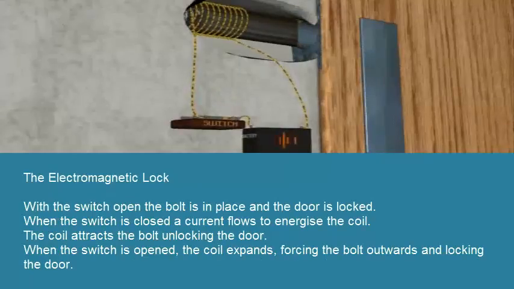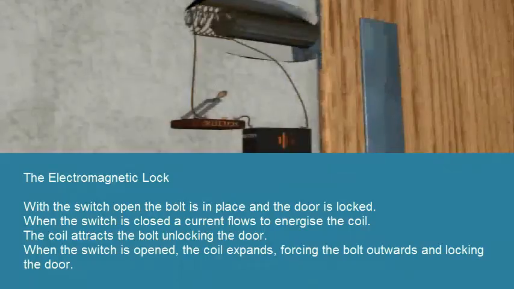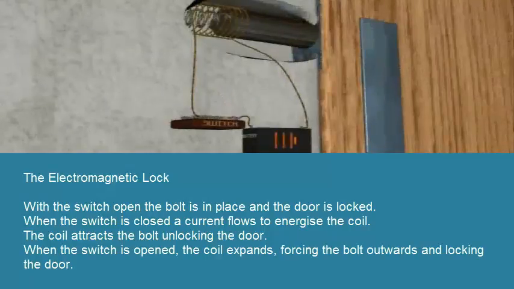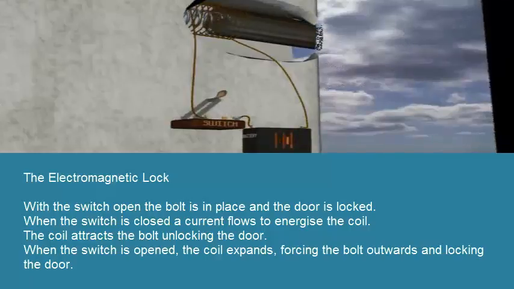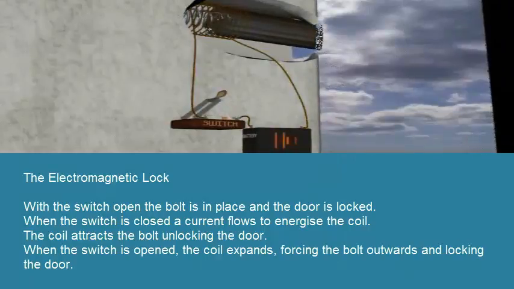The electromagnetic lock. With the switch open, the bolt is in place and the door is locked. When the switch is closed, a current flows to energize the coil. The coil attracts the bolt, unlocking the door. When the switch is opened, the coil expands, forcing the bolt outwards and locking the door.